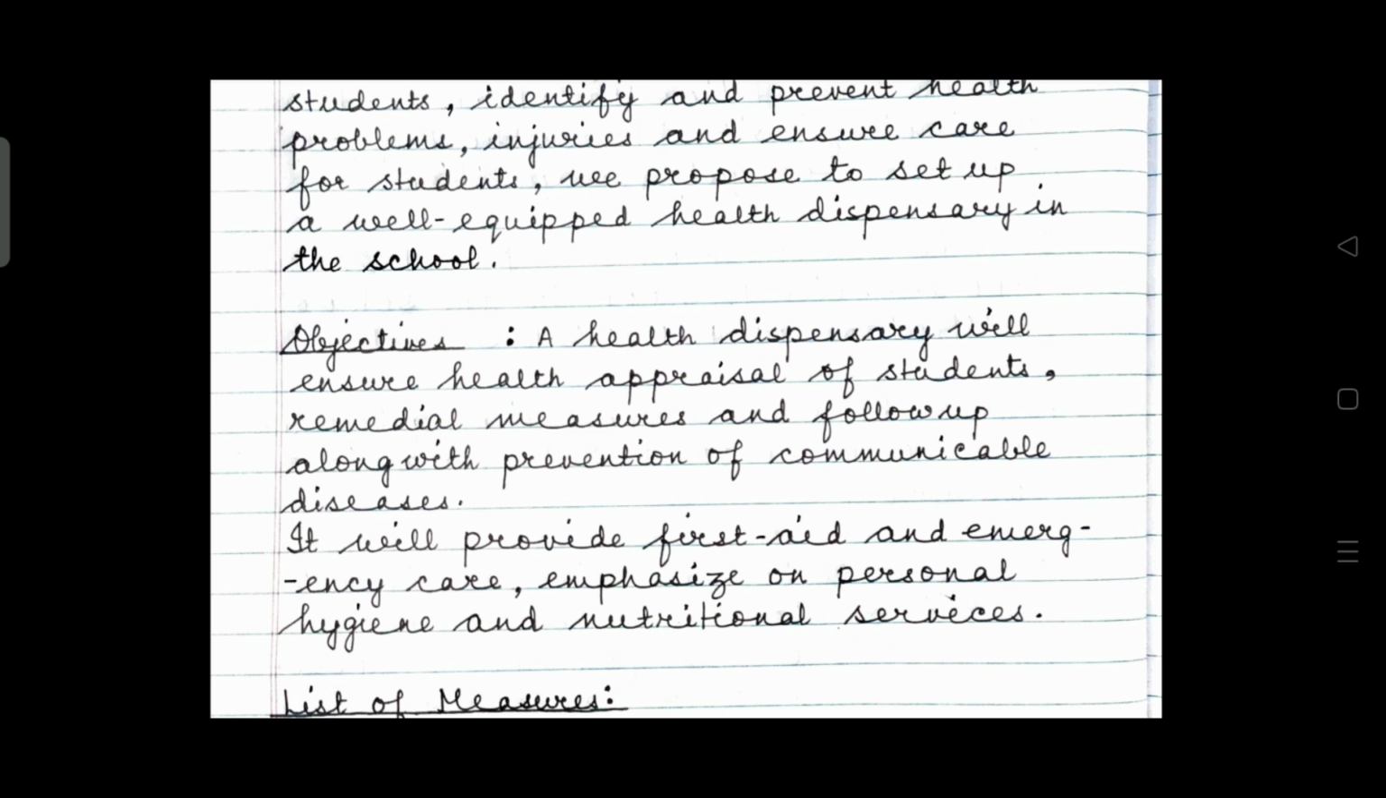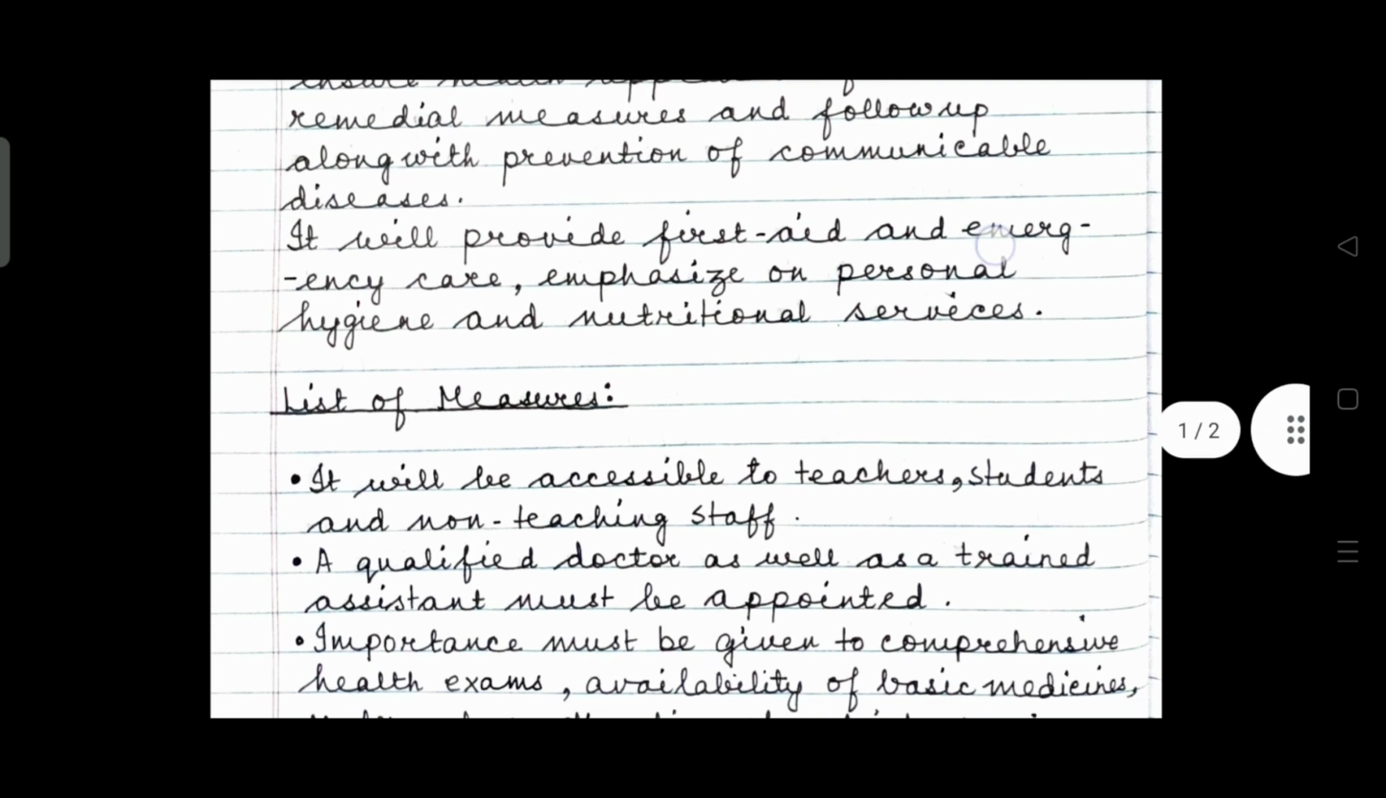A health dispensary will ensure health appraisal of students, remedial measures and follow-up, along with prevention of communicable diseases. My first objective. Second objective, it will provide first aid and emergency care, emphasize on personal hygiene and nutritional services. All the points must be directly related to the topic and the language must be suitable related to the topic.